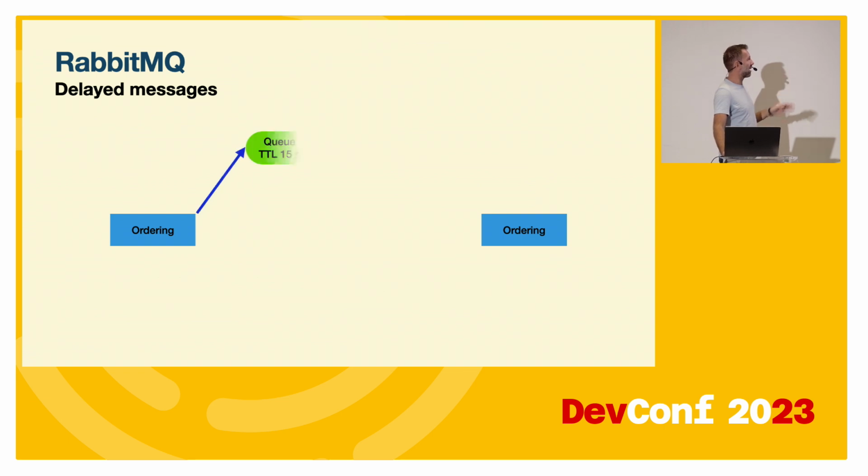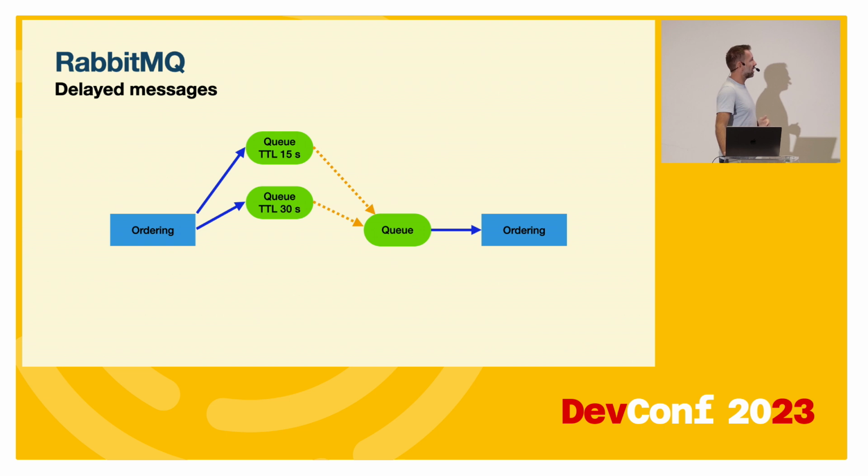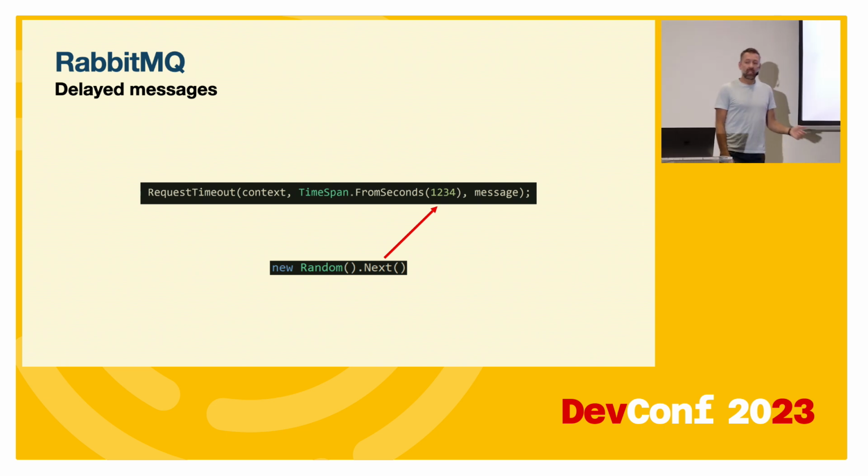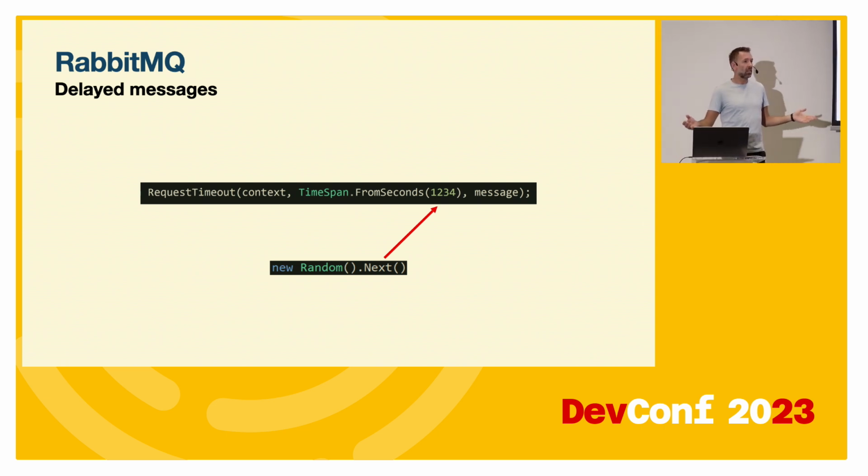If you want a delay of 15 seconds, you create a queue with a time to live of 15 seconds. You can create another queue with 30 seconds, another queue with 60, another with 120, and you can have lots of different delays. But this is the API that we provide in a service bus, for example. Here you can put anything you like in that time span, right? Or you can be really evil and say random.next, a random delay. I don't know if there's a business use case for that, maybe. But we don't want customers coming to us and saying, why is NServiceBus creating 30,000 queues in my RabbitMQ broker?